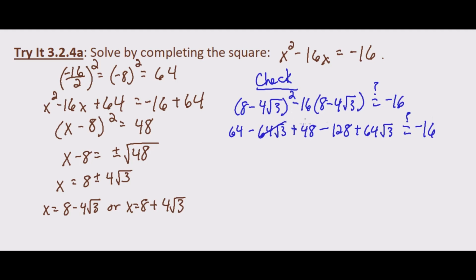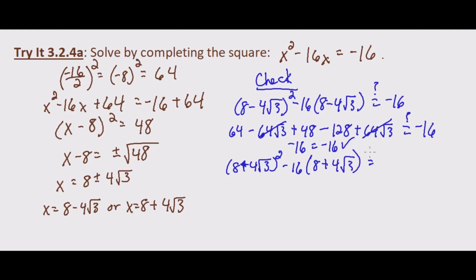Well, minus 64 times the square root of 3 and plus 64 times the square root of 3 cancels. 64 plus 48, that ends up being 112 minus 128, that's negative 16. So this one checks. Now for the plus, we have 8 plus 4 times the square root of 3 squared minus 16 times 8 plus 4 times the square root of 3.